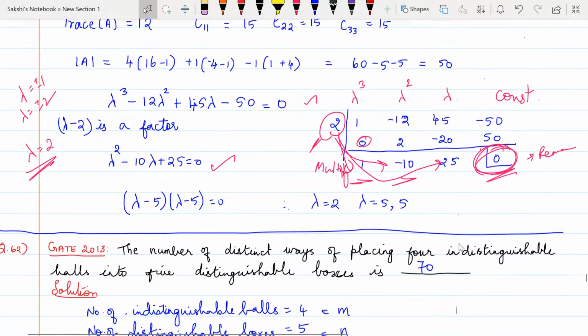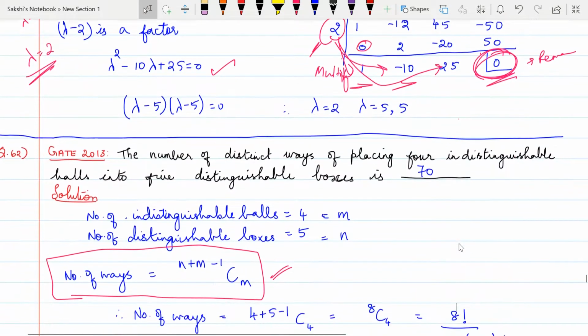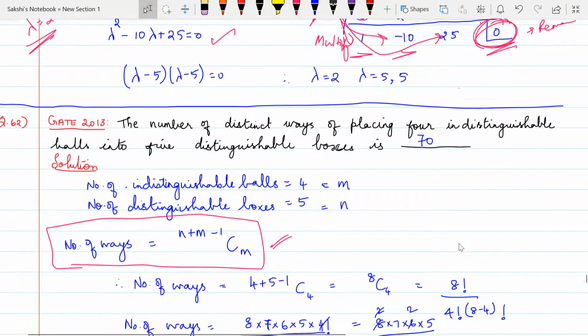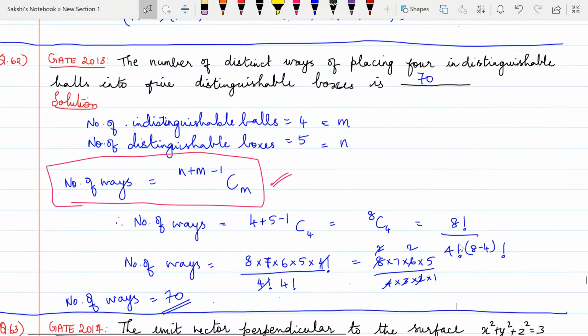So let us see the 62nd question, which is from GATE 2013. This is a combination and permutation type question. Number of distinct ways of placing 4 indistinguishable balls into 5 distinguishable boxes. Whenever you have such a situation, indistinguishable and distinguishable, you're going to use this particular formula. The number of ways is given by this formula, where indistinguishable is m and distinguishable is n. I have just used this formula and found the number of ways to be 70.